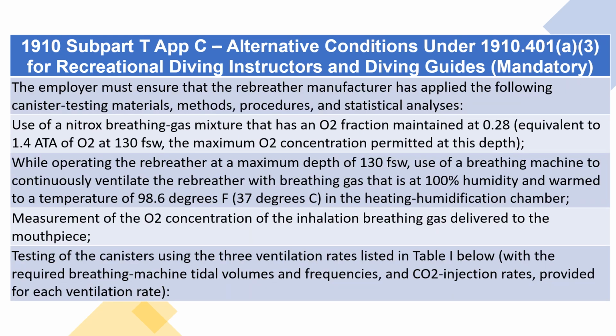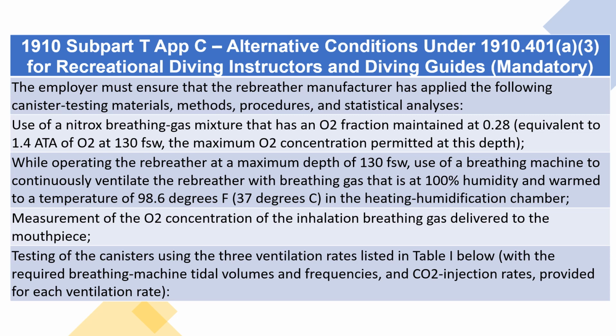The employer must ensure that the rebreather manufacturer has applied the following canister testing materials, methods, procedures, and statistical analyses. Use of a nitrox breathing gas mixture that has an O2 fraction maintained at 0.28, equivalent to 1.488 ATA of O2 at 130 FSW, the maximum O2 concentration permitted at this depth, while operating the rebreather at a maximum depth of 130 FSW. Use of a breathing machine to continuously ventilate the rebreather with breathing gas that is at 100% humidity and warmed to a temperature of 98.6 degrees Fahrenheit, 37 degrees Celsius, in the heating humidification chamber. Measurement of the O2 concentration of the inhalation breathing gas delivered to the mouthpiece.